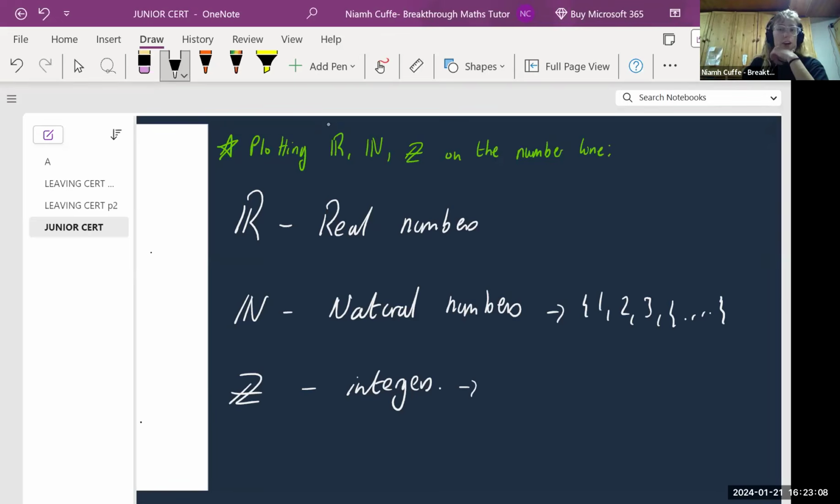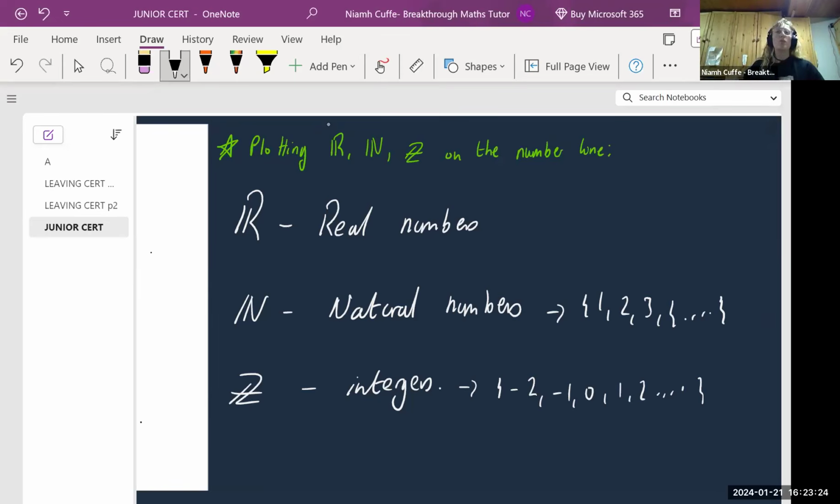Our integers, on the other hand, are also whole numbers. We won't see decimal points, and we're not going to see fractions here. But they also include the negative ones. So we can have -2, -1, 0, 1, 2, and so on.